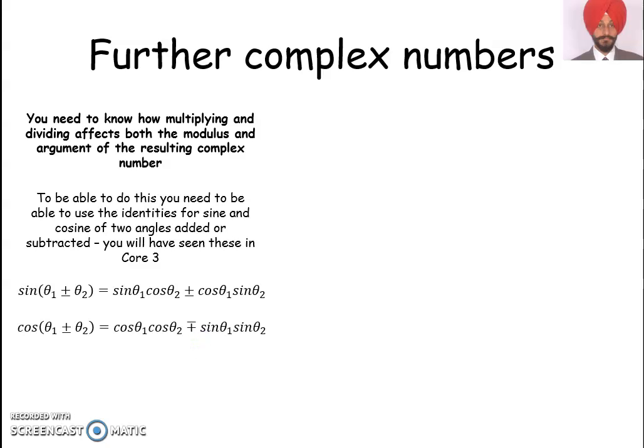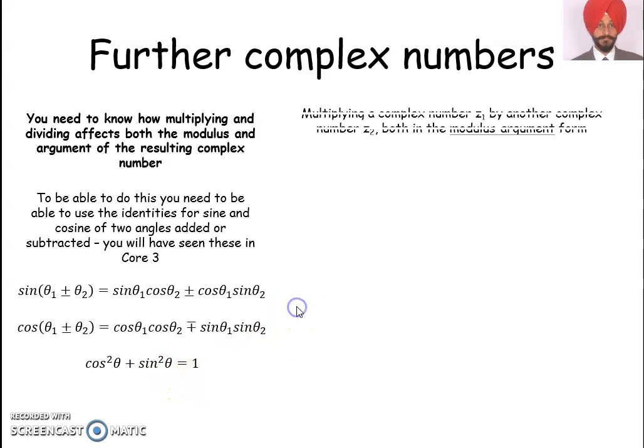Similarly, cos of theta 1 plus theta 2 is equal to cos theta 1 cos theta 2 minus sin theta 1 sin theta 2. And cos of theta 1 minus theta 2 is equal to cos theta 1 cos theta 2 plus sin theta 1 sin theta 2. And cos square theta plus sin square theta is equal to 1. And let's see what is here.